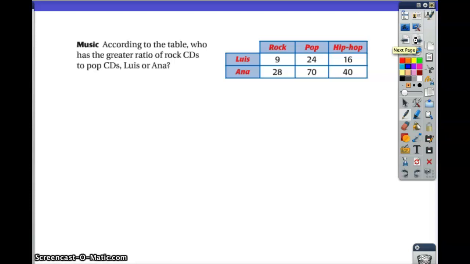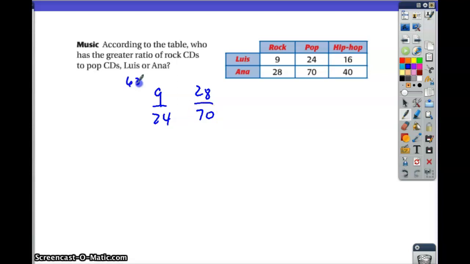Next, according to the table, who has the greater ratio of rock CDs to pop CDs, Lewis or Anna? So let's look at our 2 ratios, rock CDs to pop CDs. Lewis from rock to pop has 9 to 24, and Anna has the ratio of 28 to 70. A couple of ways you can do this. You could divide both of these and make them decimals and convert it that way, or you can cross multiply. I think I'd rather do it that way.